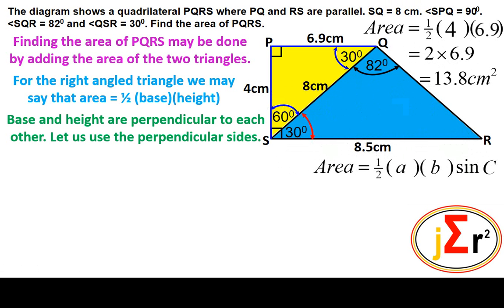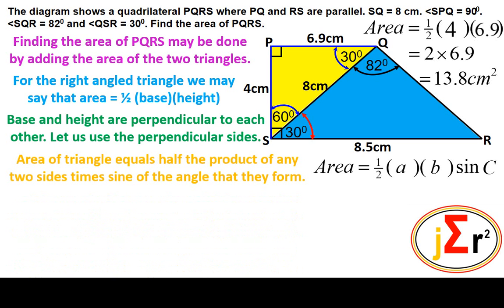Now, what about the other triangle? The other triangle is neither right-angled nor has a height which is perpendicular to a side that we can call the base. So let us say that again. It is neither a right-angled triangle nor does it have a height that we can say is perpendicular to any of the sides which we may consider to be the base.